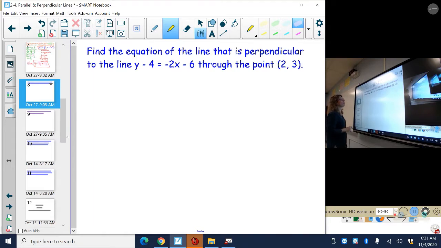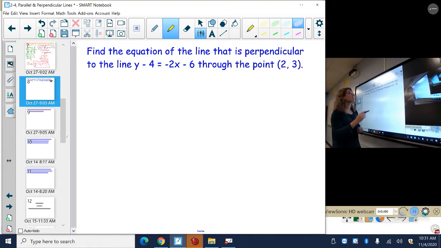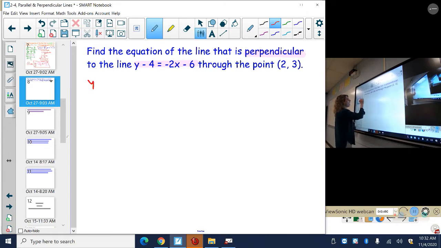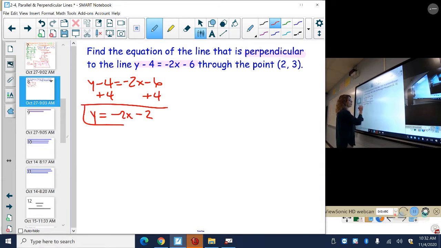Next, find the equation of the line that is perpendicular to the line y minus 4 equals negative 2x minus 6. What do I need your brain to notice here? That there's both x and y in the equation. So with that being said, I'm going to solve this thing for y. So I'm going to add 4 to both sides. Y is equal to negative 2x minus 2. Now, what do I need out of there? I need that slope. So my slope is negative 2.